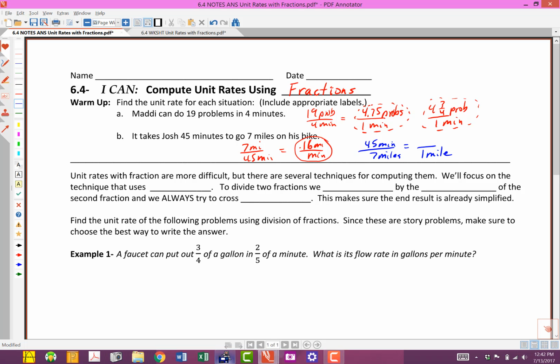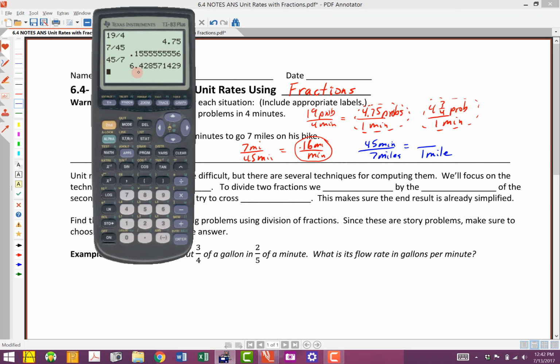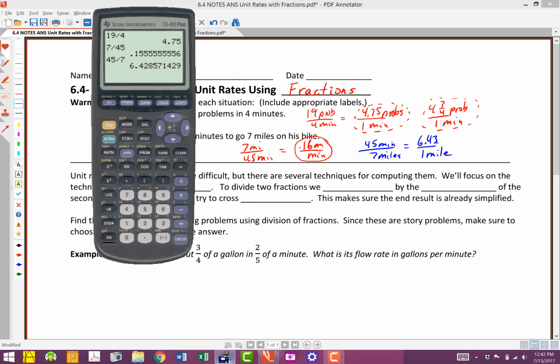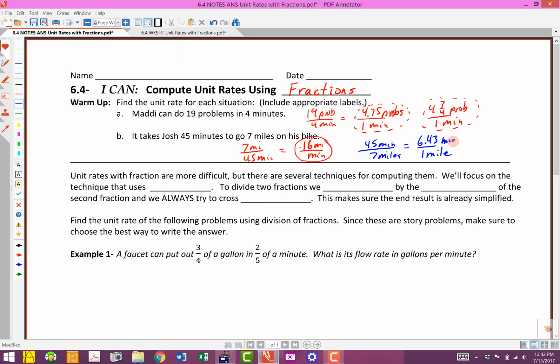And what did we have here? We had 6.428. So that 8 is enough to bump that up to a 3. So 6.43. Is that what we had? Yep, 43. Okay. Minutes per mile. So either one of those would be totally okay. This is minutes per mile, and this is miles per minute.